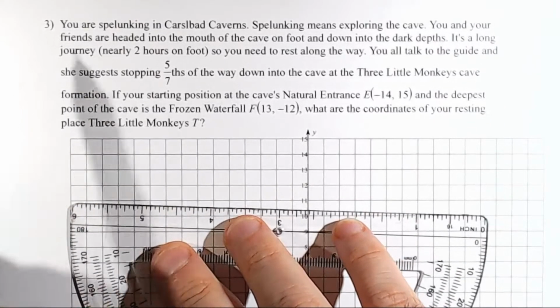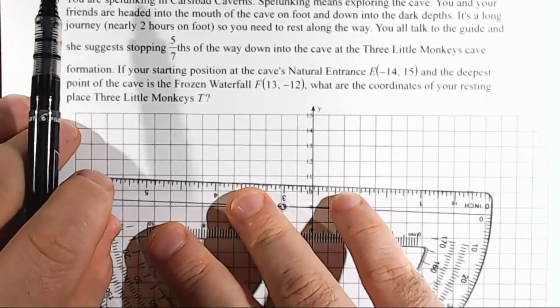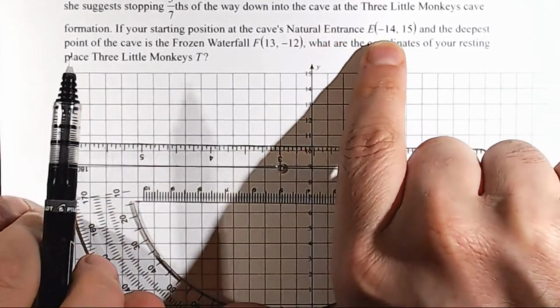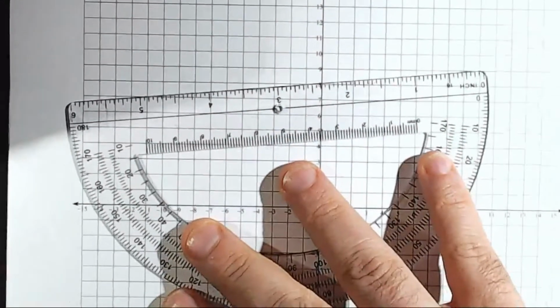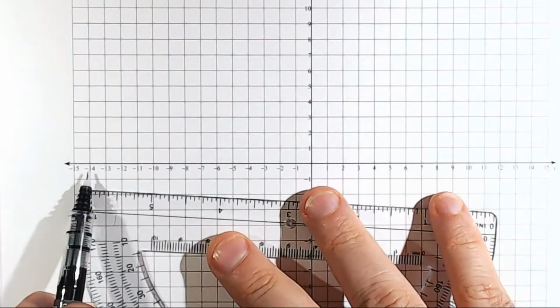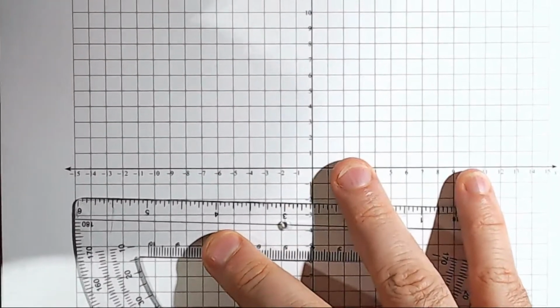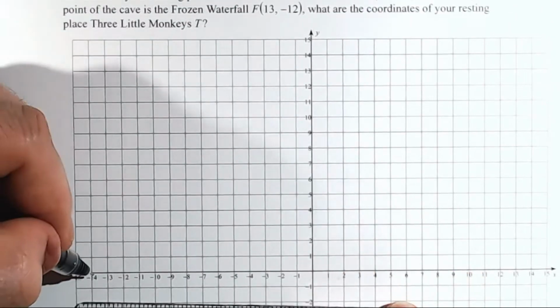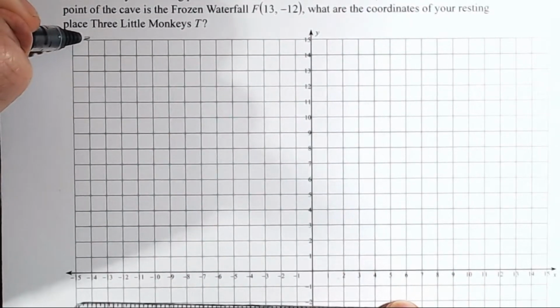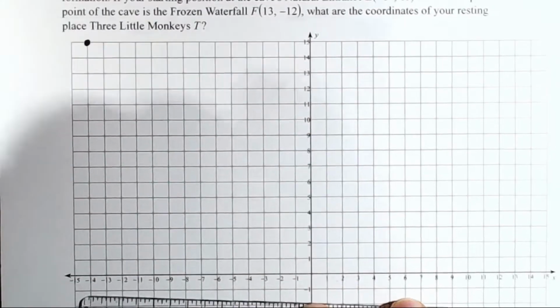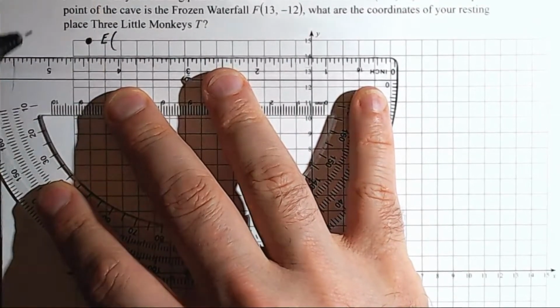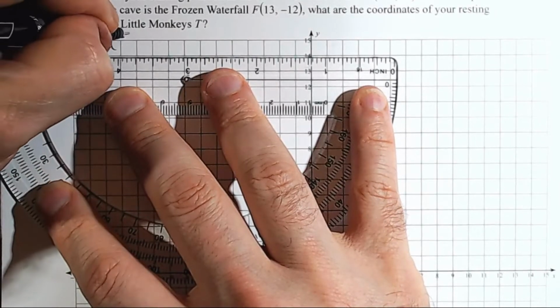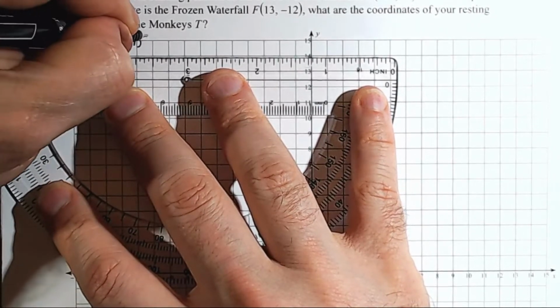So let's plot our points. Nothing's changed, we're plotting our points. First step, the natural entrance to the cave is located at (-14, 15). So let's go to (-14, 15), way up here. Negative 14 on the x, 15 on the y. I'm going to need a longer straight edge for this. And this is the natural entrance, and that is point E for entrance, (-14, 15).